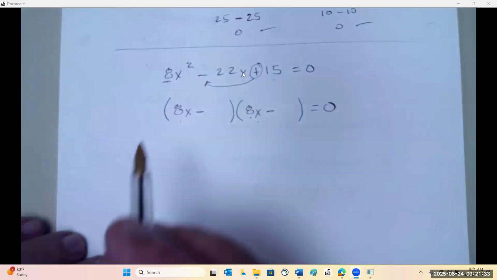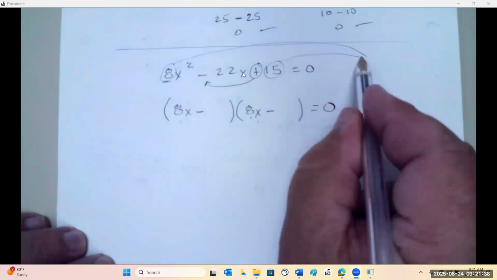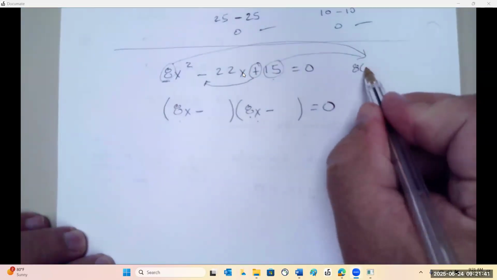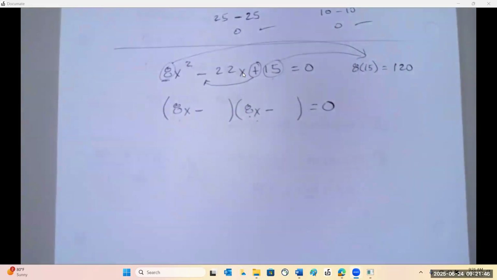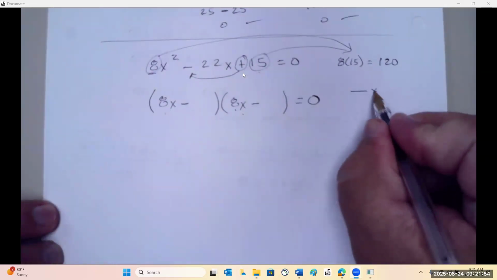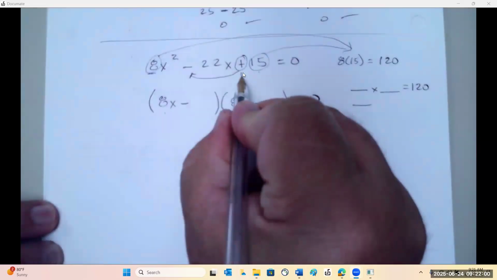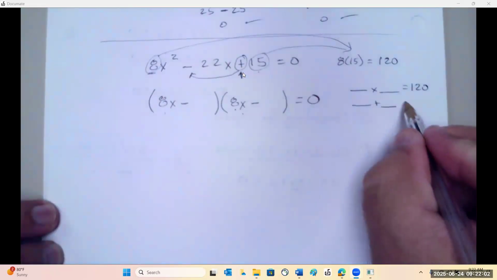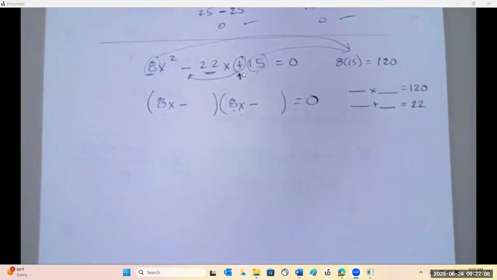Third step, take the first term and the last term and multiply them together. So 8 times 15 is 120. Now we've got to find what times what equals 120. Since this is a plus, when you add them, it equals 22. That's the same as we did last method.